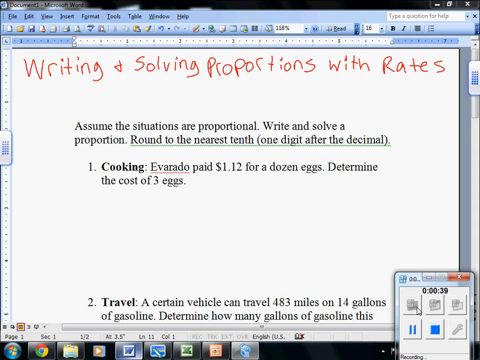What we're going to talk about in this video is how to write your own proportions. I consider that a separate skill all on its own. Once you know how to solve them, every single time it's exactly the same: cross multiply and get a one-step equation, get the variable by itself.